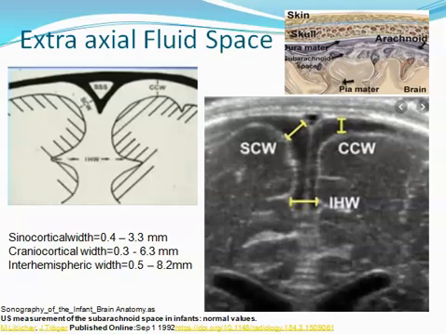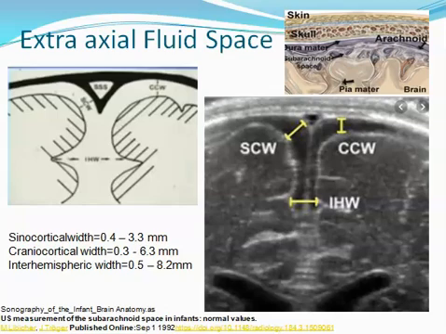This is because you are looking at very superficial structures, so you need to avoid pressure. If you look over here, this is the craniocortical width, and in this small little dot area is the sinus, and so the width from sinus to cortex is the sinocortical width, and this is the craniocortical width. Then this is the interhemispheric fissure, and the left and right sides of this is called the interhemispheric width.